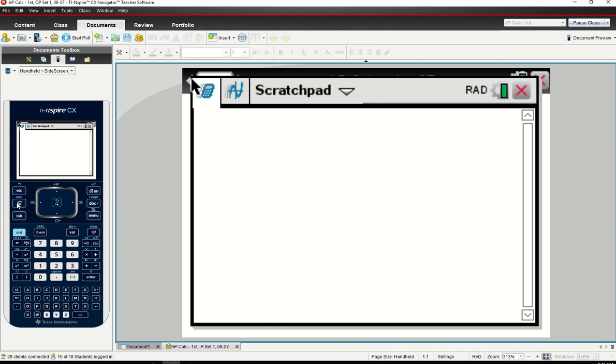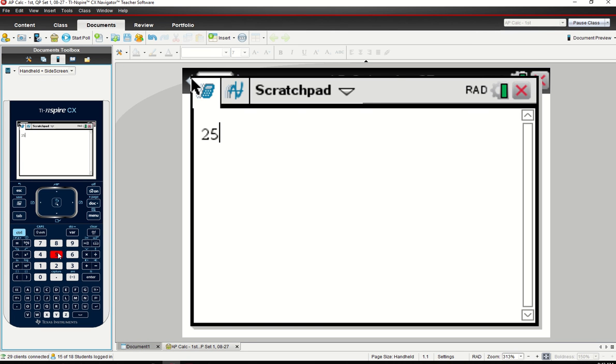Okay, so it was 25 times e to the 24 times control divide ln of 3 over 5 over 10.